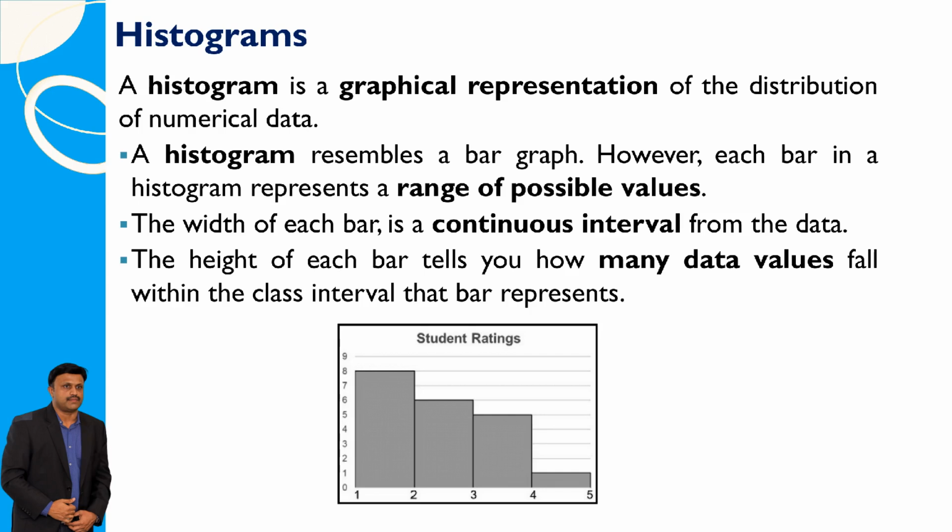A histogram is a graphical tool used to represent the distribution of numerical data, similar to a bar graph. Unlike a bar graph where each bar represents a distinct category, in a histogram, each bar displays a range of values, with the width of the bar corresponding to the interval of these values. The height of each bar indicates the number of data values that fall within that specific range, providing insight into the frequency of data within each interval.